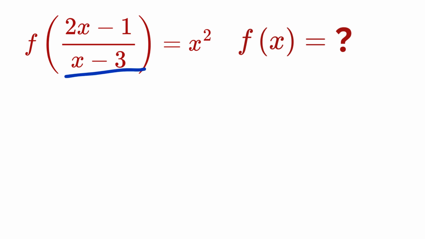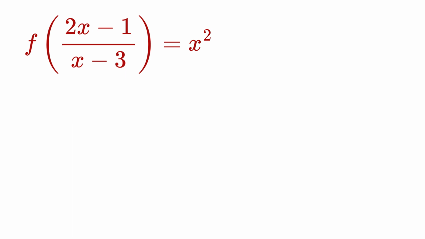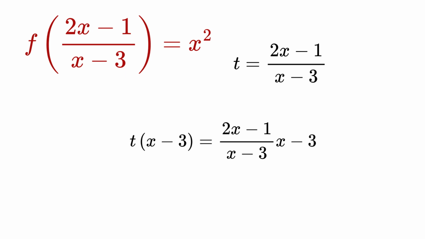Looks like this is a complicated variable, so we have to replace it with t. So t is equal to (2x minus 1) by (x minus 3). So the left side becomes f of t. And on the right side, also replace x with t. For that we have to modify the t. To modify t, we have to multiply (x minus 3) on both sides.